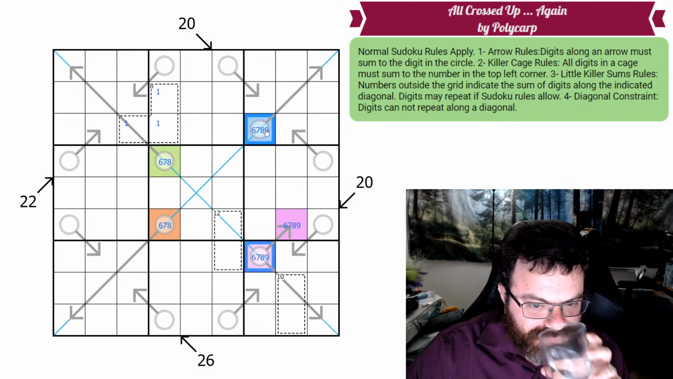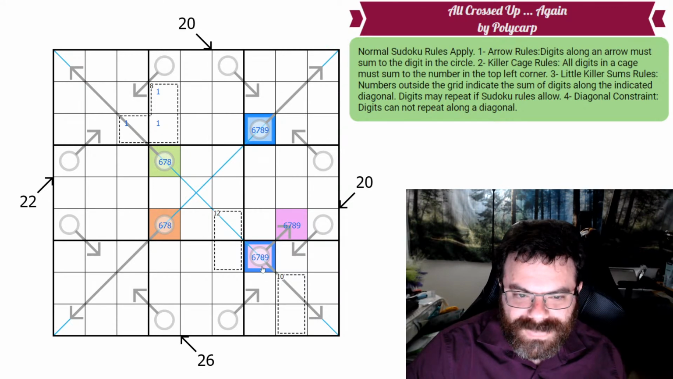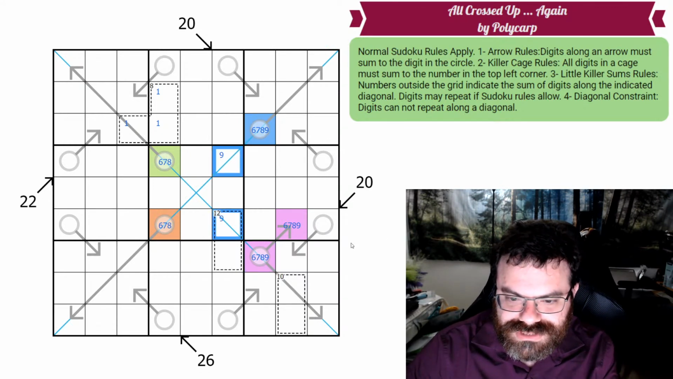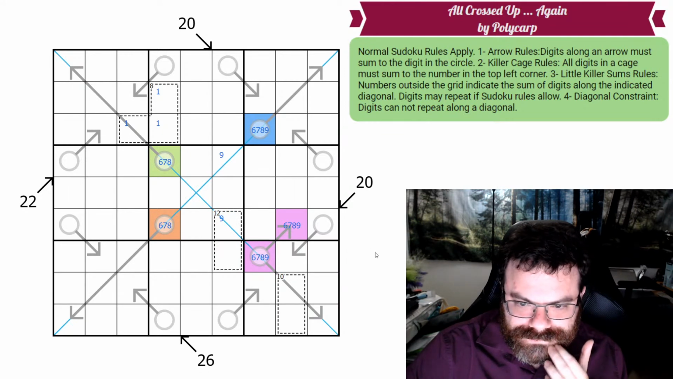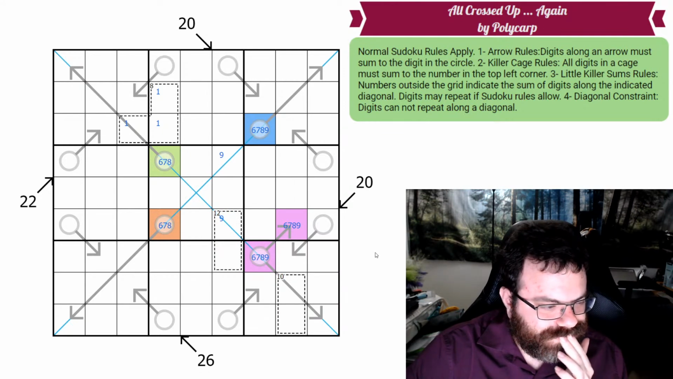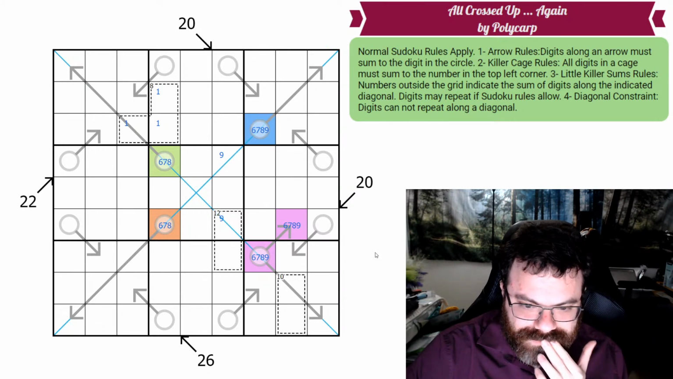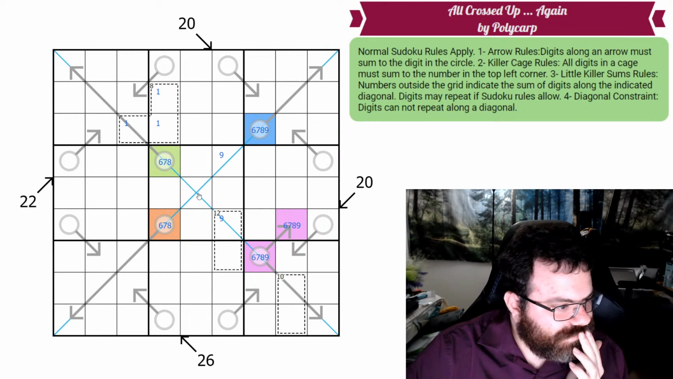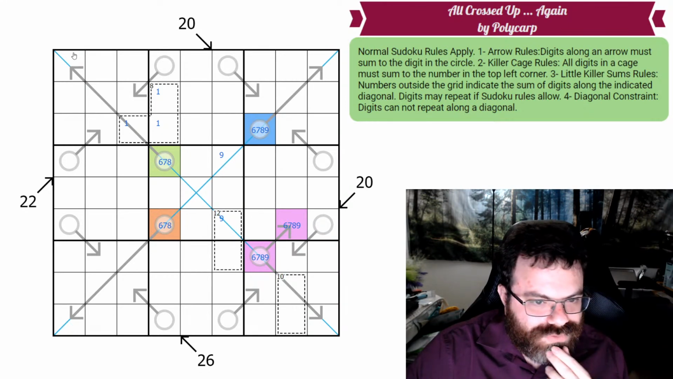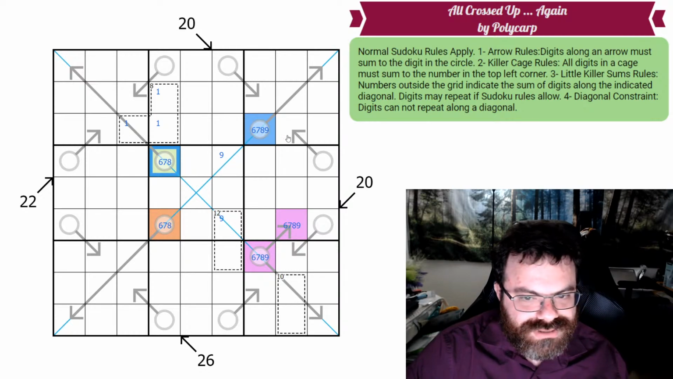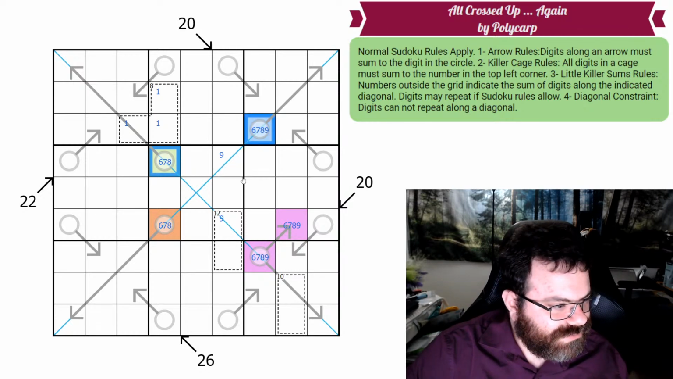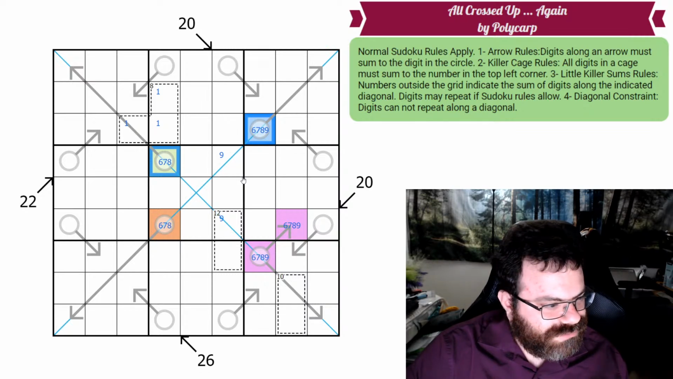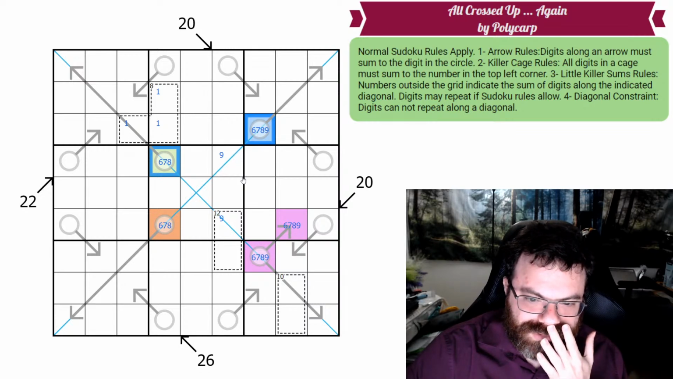But because these can't both be 9, and there still needs to be a 9 on the other main diagonal, that means one of these two is a 9. Row 4, column 4, and row 3, column 7. Did I mess up one of my logics? Oops.